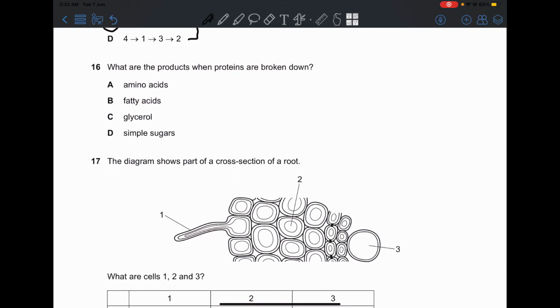What are the products when proteins are broken down? We know that proteins break down to be amino acids. So that's going to be our answer.